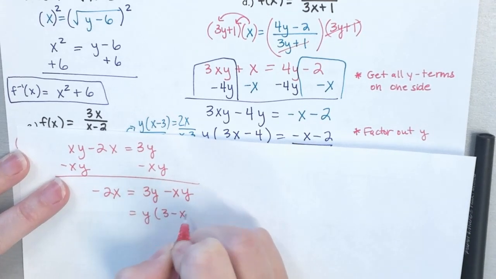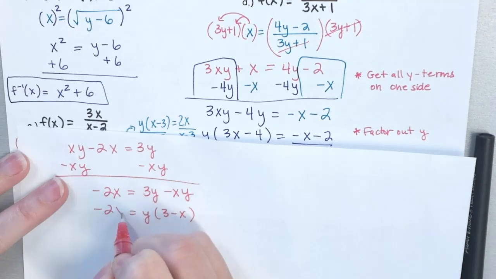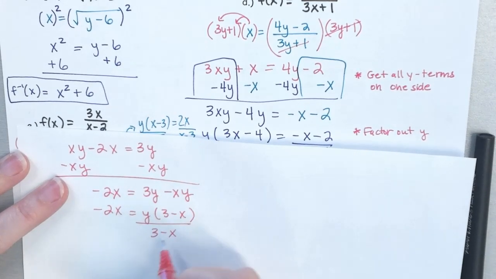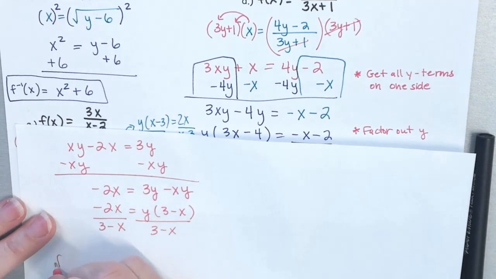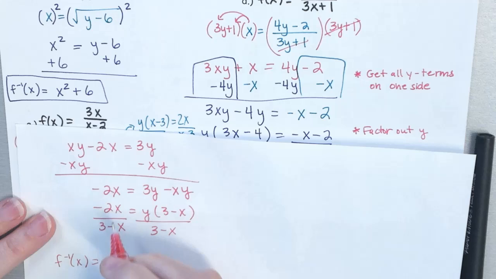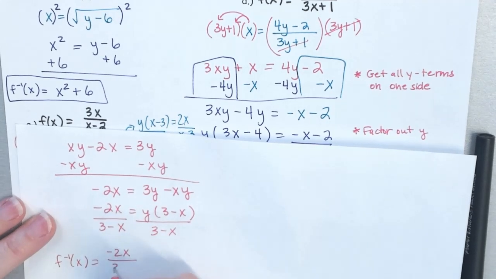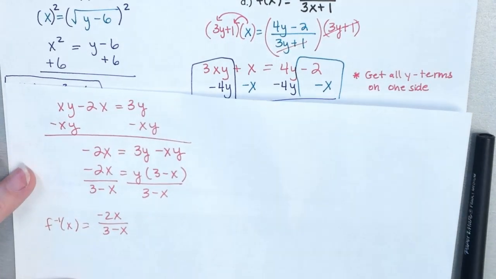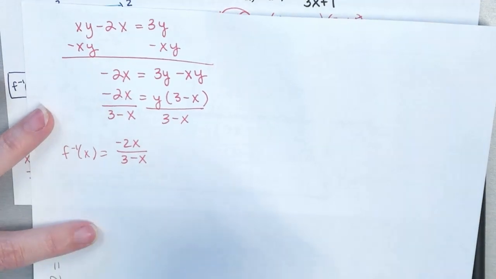So you'd have 3 minus x on the top, and you would divide both sides by 3 minus x. Okay, and you can leave your answer as negative 2x over 3 minus x. Okay, I would not mark that incorrect.